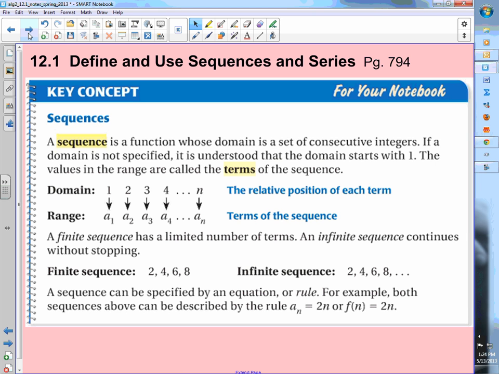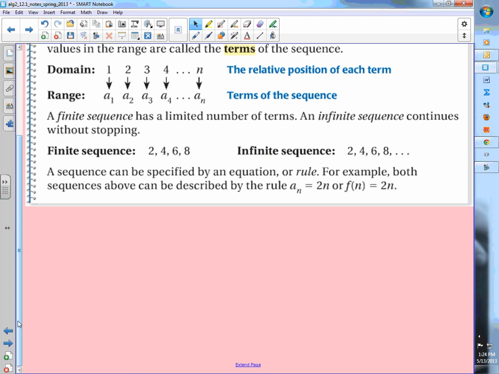Like in this one, A sub 1 is 2, A sub 2 is 4, A sub 3 is 6, etc. So the domain is the position for 1, 2, 3, 4, and A sub n are the terms themselves. So you could actually write an ordered pair, position, comma, term. Okay? So we would write the ordered pair as position, comma, term, if you wanted to have ordered pairs.